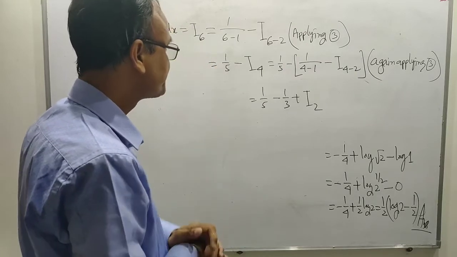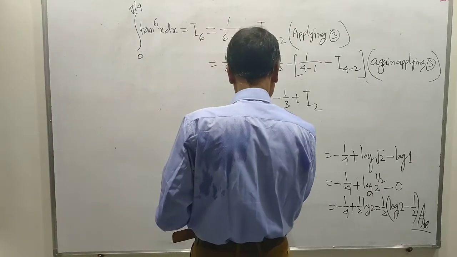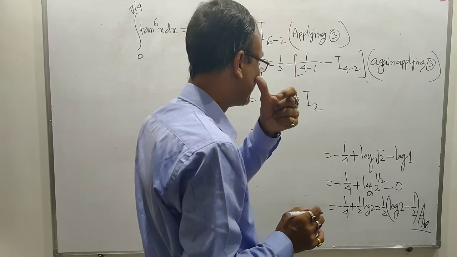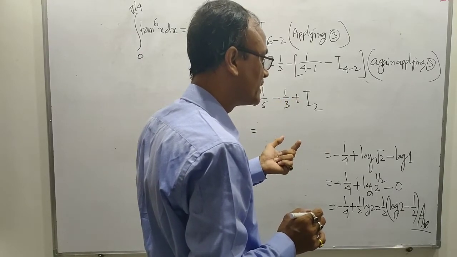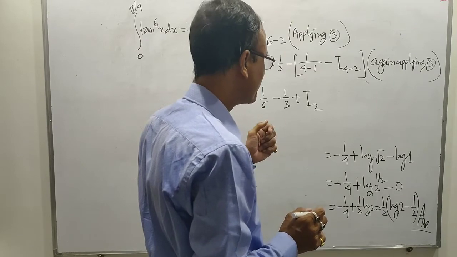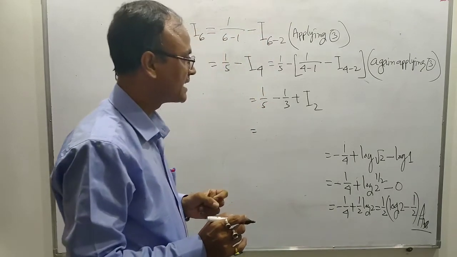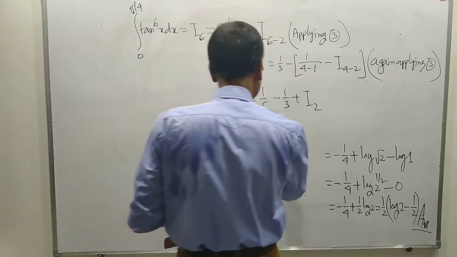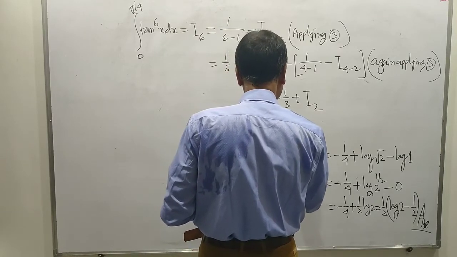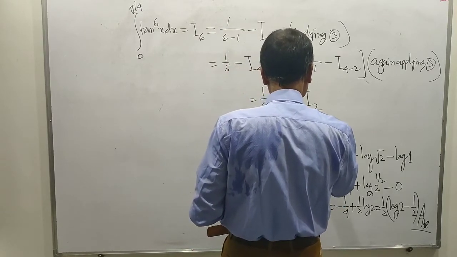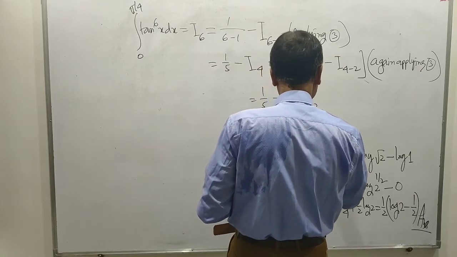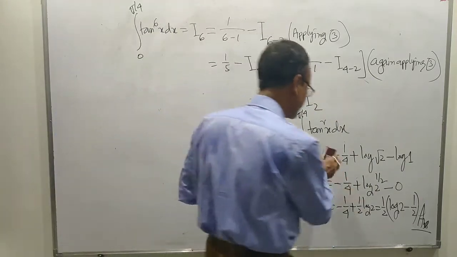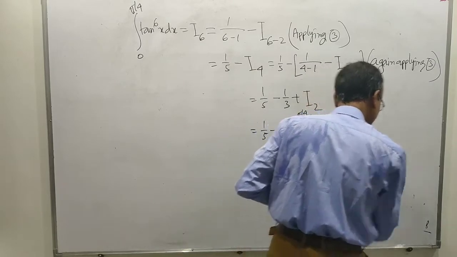This is I2. I2 minus 2 means I0. You may apply I0 also. If you get I0, then the integral from 0 to pi by 4 of 1 by 5 minus 1 by 3. It must be equal to the integral from 0 to pi by 4 of tan square x dx. I2 means tan square x dx, which can be integrated very easily.